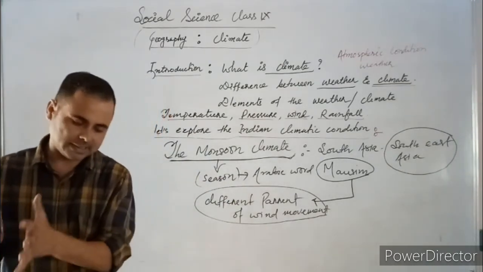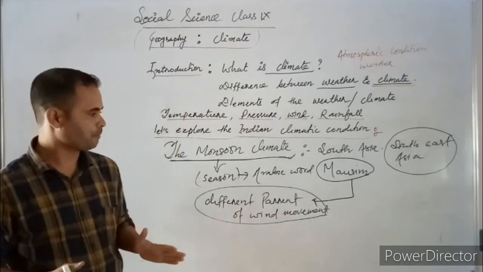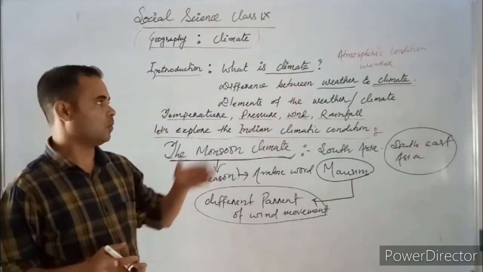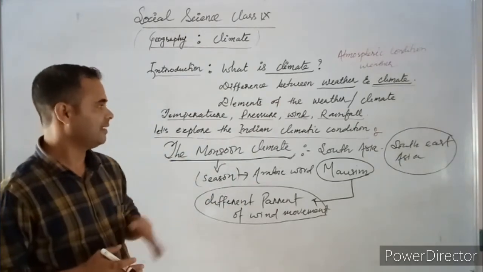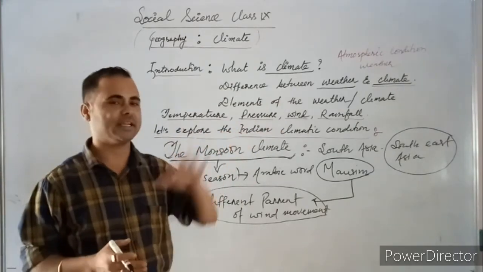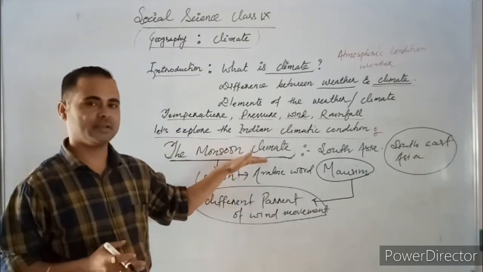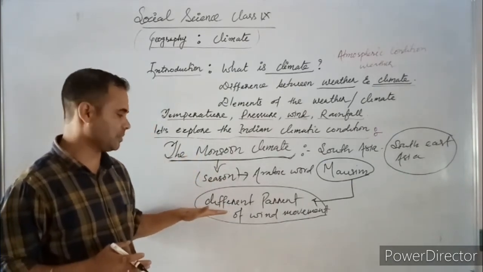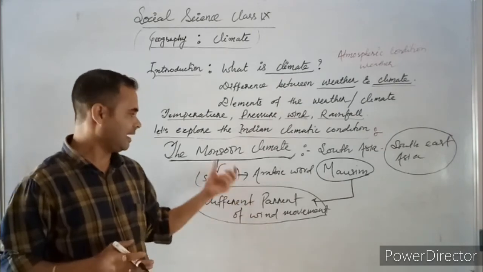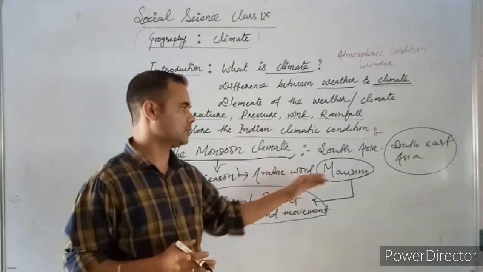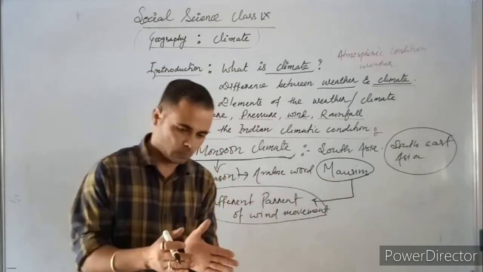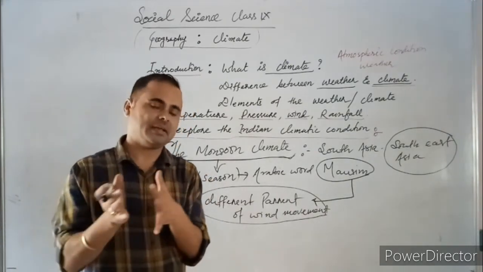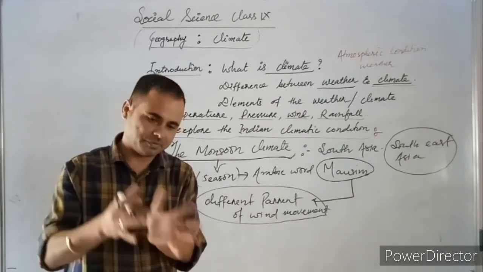So in this particular segment, we understood what climate is, how climate and weather are different, what the elements of weather and climate are, and we explored the Indian climatic conditions, which is called the monsoon climate. The reason for calling this a monsoon climate is that it is influenced by the different patterns of wind movement. And the word monsoon is derived from the Arabic word mausim. Now, we will try to understand next what the different factors are that affect the Indian climate as well as the climate of the whole country.